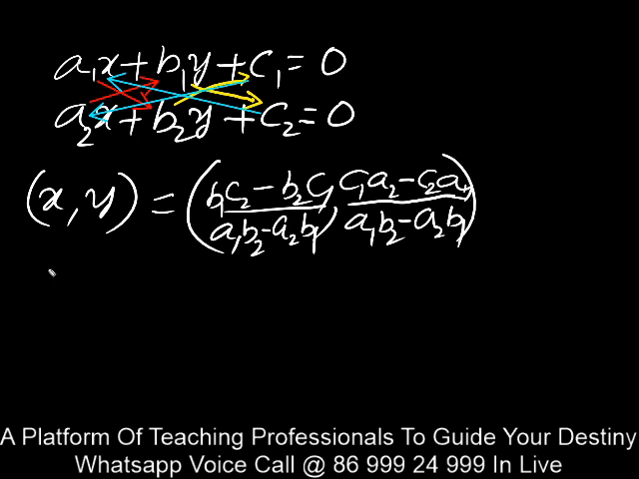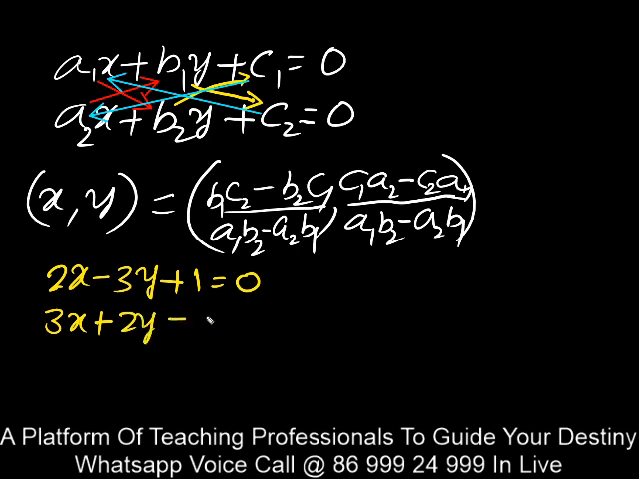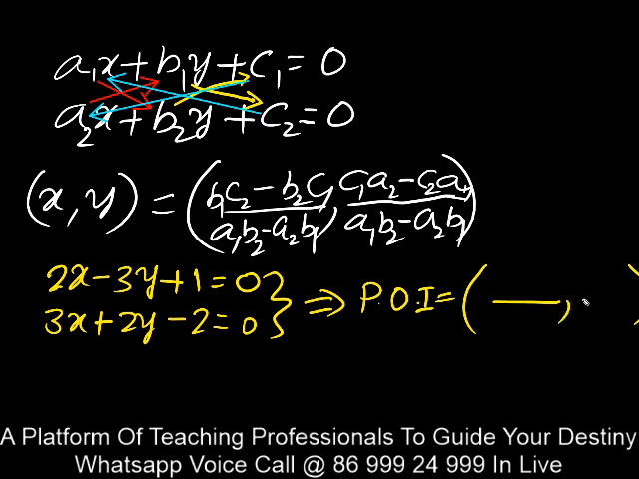Let me take an example, please. 2x minus 3y plus 1 equal to 0, and 3x plus 2y minus 2 equal to 0. Within one step you can write the answer for the point of intersection. Fill the denominator by closing the constants: 2 into 2, 4, minus of minus 9, 4 plus 9, 13.